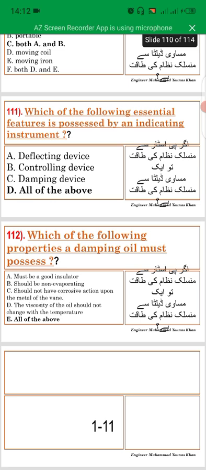Which of the following essential features is possessed by an indicating instrument? Deflecting device, controlling device, damping device, all of the above. Which of the following properties must a damping oil possess? Must be a good insulator, should be non-evaporating, should not have corrosive action upon the metal of the vane. The viscosity of the oil should not change with the temperature.